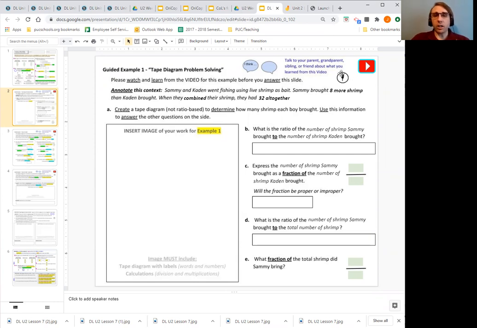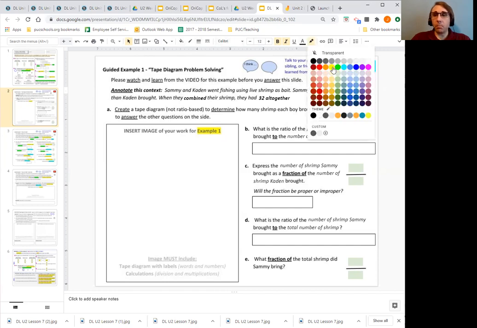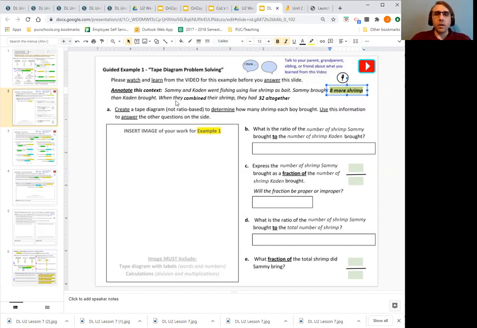So important information I notice is that we need to annotate. So I find the number here. Sammy brought 8 more shrimp. So that means there is extra shrimp that Sammy brought compared to Caden. When we combined their total, so combined is a keyword that should be underlined. So you can click on the U up here, underlined, combined their shrimp. They had 32 altogether. So 32 total shrimp. And I'm going to highlight that because that's an amount.